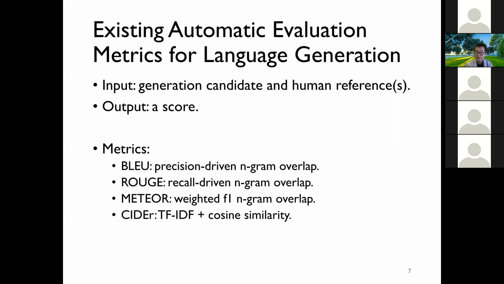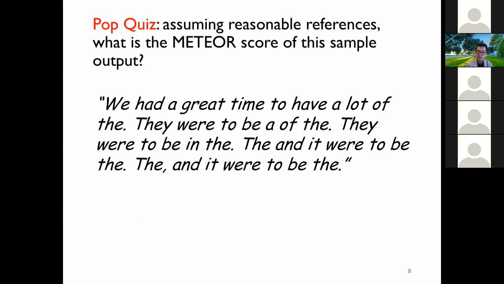So I'll give you one example of what a generated text looks like, and you can tell me what you think about this. Assume that we have reasonable references, what is the METEOR score of this sample output? So this is visual storytelling, assuming that I gave you some images and the references are also reasonable, and there's the generated text. What do you think the METEOR score would look like for this particular example?